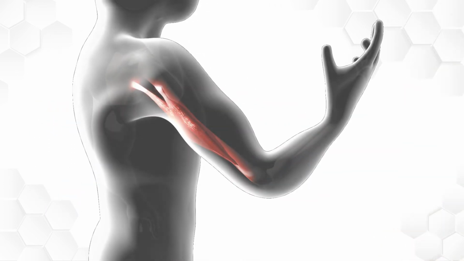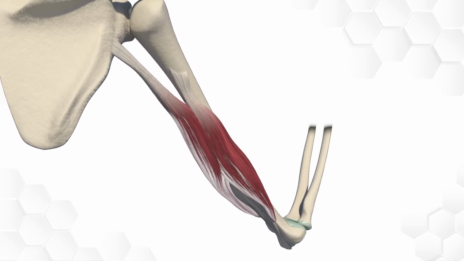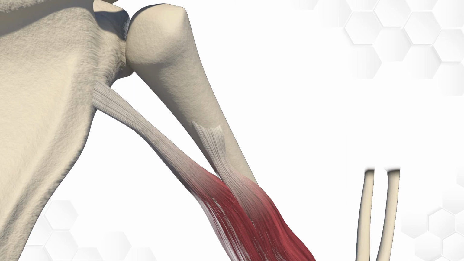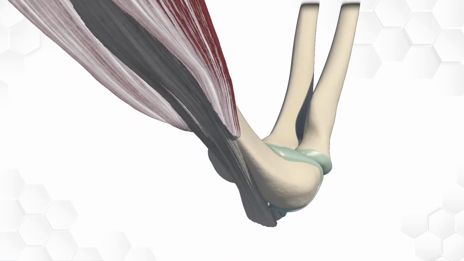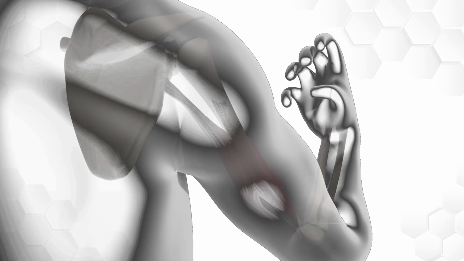The triceps brachii is a large, thick muscle on the posterior aspect of the upper arm. It gets its name due to its three muscle heads or points of origin: the medial head, the lateral head, and the long head. The triceps' main function is extension of the elbow joint.